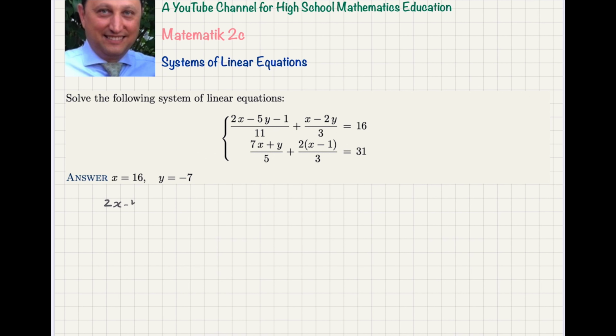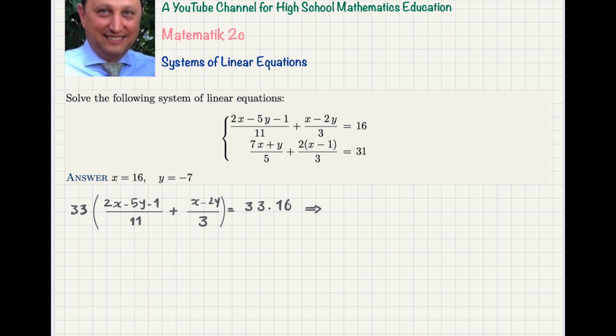(2x minus 5y minus 1) divided by 11, and then I have plus (x minus 2y) divided by 3 equals 16. Okay, so let me write this, and I want to multiply both sides by 33, so I will multiply this by 33. So let me write this a little bit further. I also multiply this by 33, of course. Okay, so then what happens?